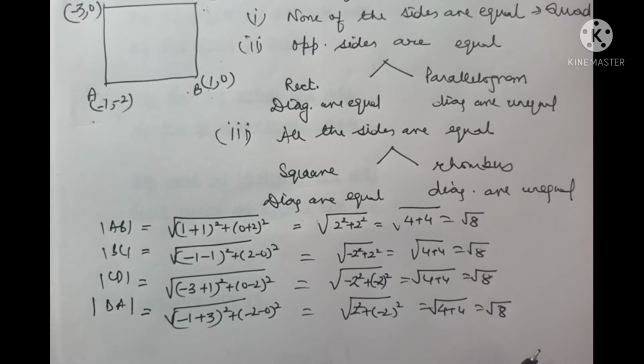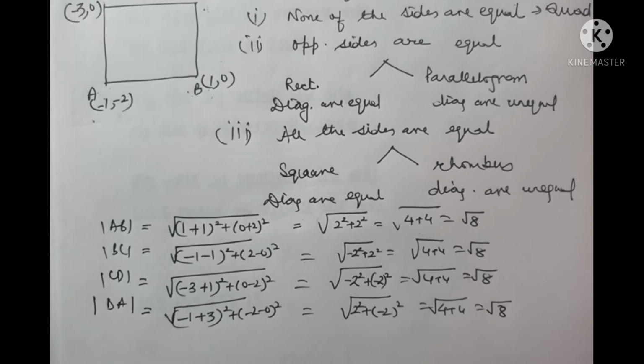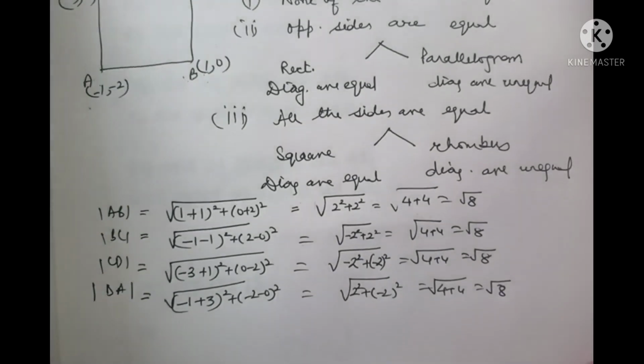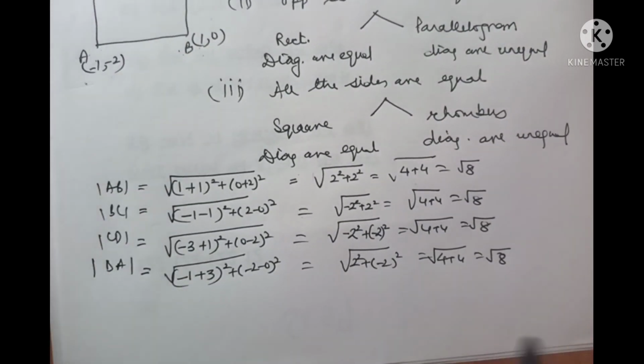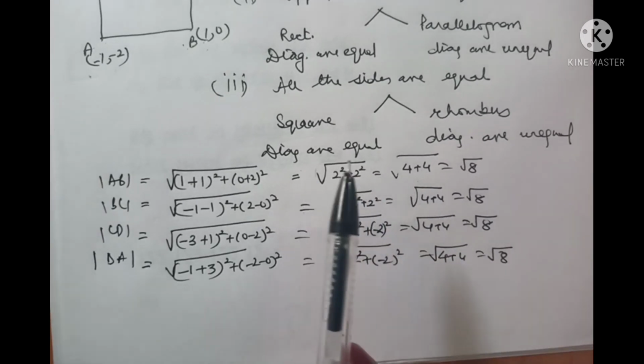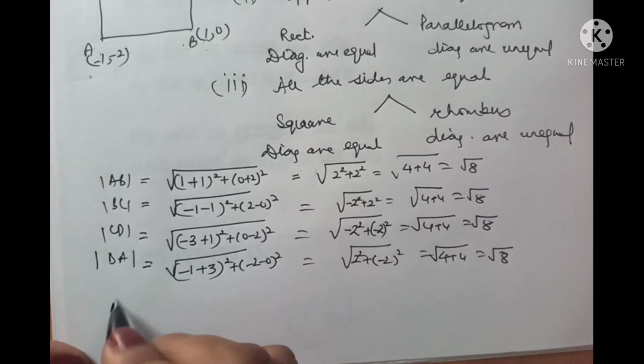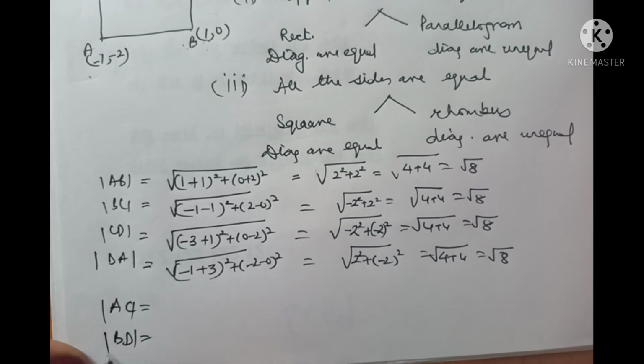I hope you can solve it. You must keep a paper and a pen with you whenever you are doing a mathematics video. Don't ever just watch it. Okay. Now since all the four sides are equal, we need to find out the diagonals as well. So let us find out AC and BD. Please find it with me.